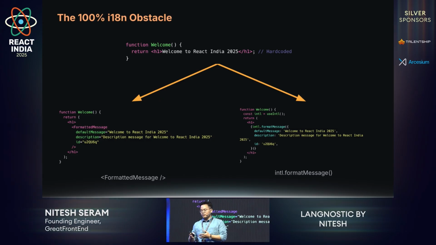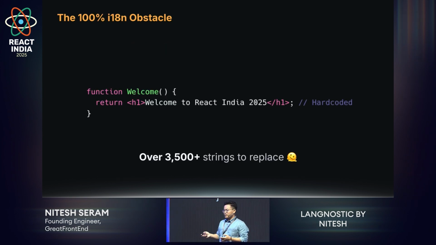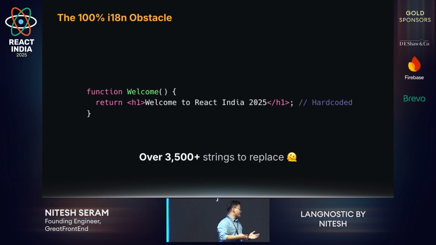At GreatFrontEnd, we use format.js, which is an i18n library. These two, FormattedMessage and intl.formatMessage, are part of the format.js i18n library. You might think we can just replace the hard-coded strings using these components. But the problem is that we have more than 3,500 strings scattered across the app, so we cannot manually go through each and every file.